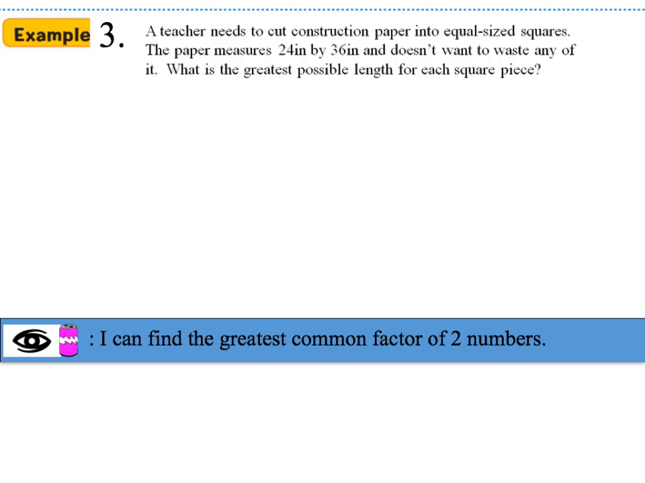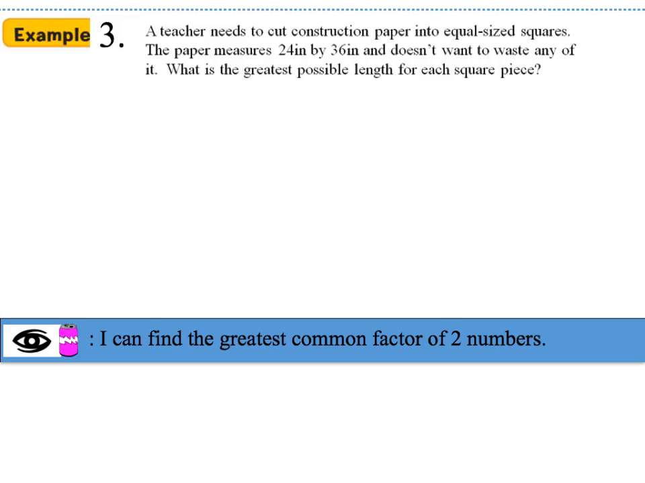So what you're going to find out is we're going to have to use the greatest common factor for solving word problems. This word problem, for example 3, says a teacher needs to cut construction paper into equal sized squares. So no rectangles, no triangles, it needs to be a perfect square. The paper measures 24 inches by 36 inches, and this teacher does not want to waste any of it. What is the greatest possible length of each square piece?